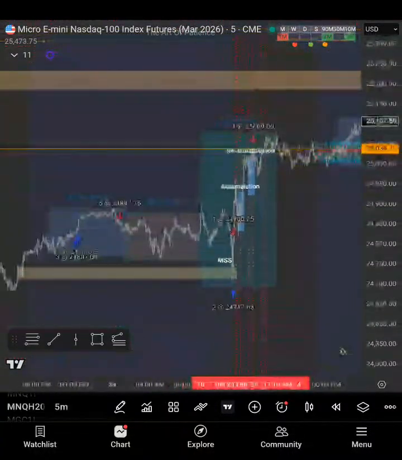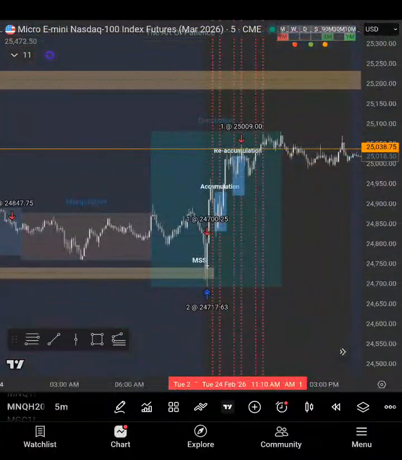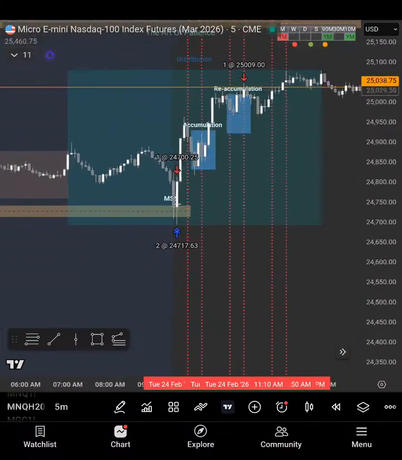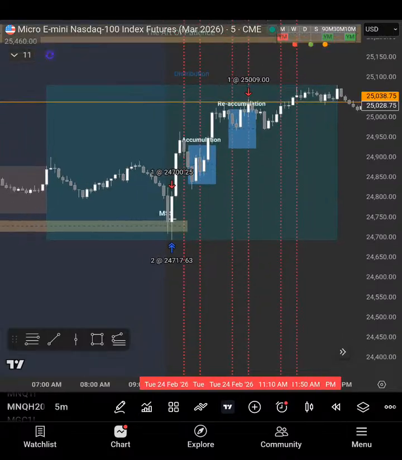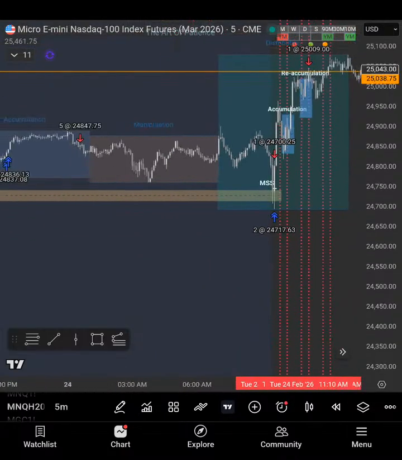It was a beautiful buy model. It was a little bit tricky because this time the entry point was a little bit more difficult on this one. So as soon as I seen that sweep to the London lows, I executed the trade, and then also exited at 25,029. That's what I like to see.